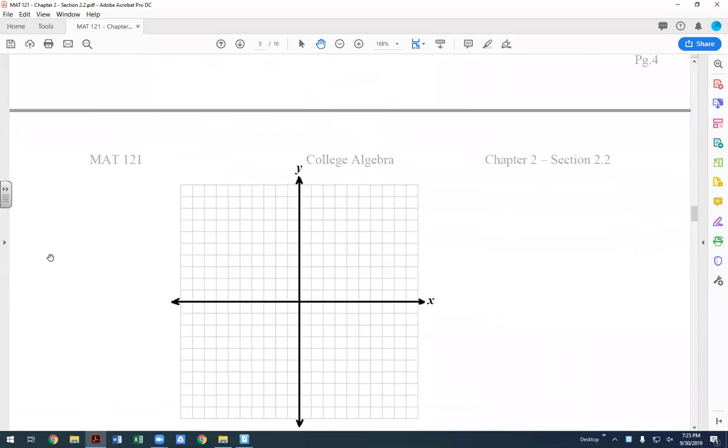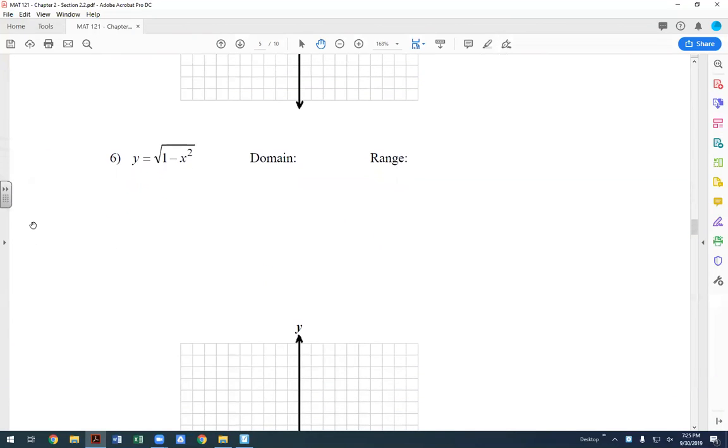So translating that, it should take you but a minute. What do you think the graph will be, and what will your domain and range be for this one? So first of all, is this a bottom or a top? Top, because that's a positive radical, so it's going to be a top semicircle. And what's our radius for this guy? Yeah, your radius is 1.